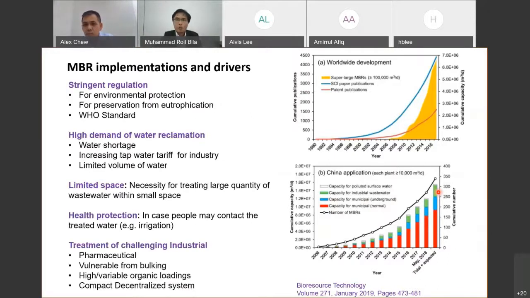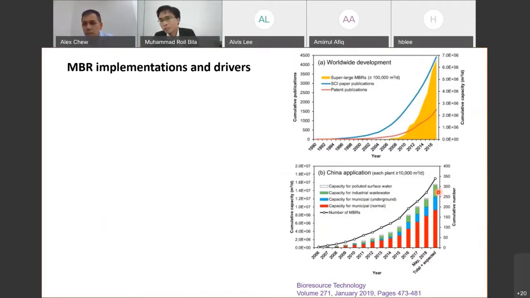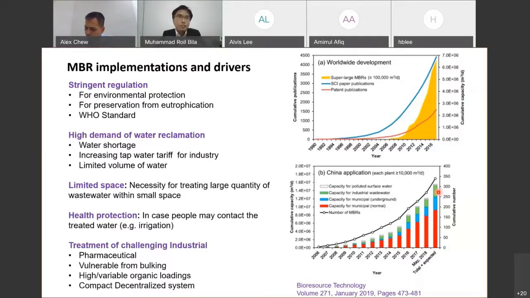So it raises the question: why is the acceptance of MBR so good, such that treatment installations worldwide increase exponentially? These are some of the drivers. First of all, stringent regulation. The authorities want to apply stricter regulations, for example, for organics and for nutrients in the effluents. So they keep it lower.